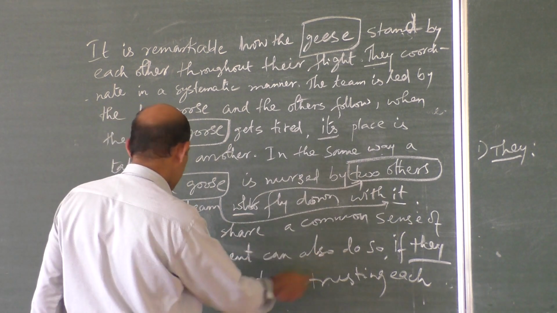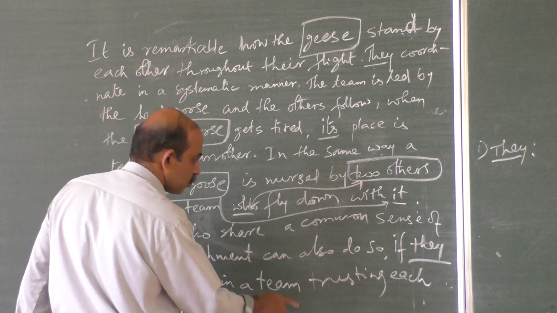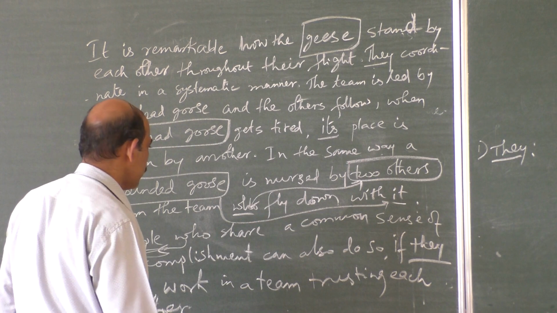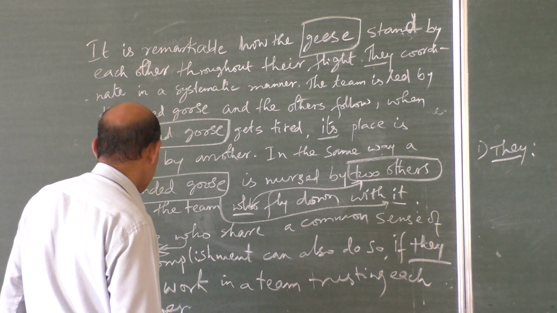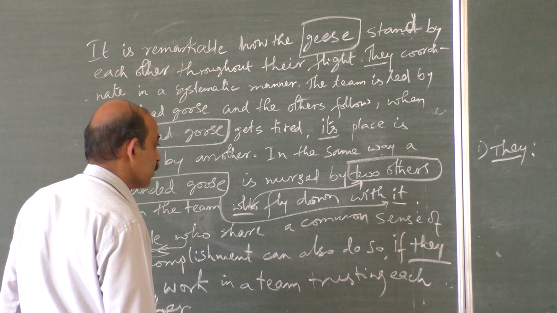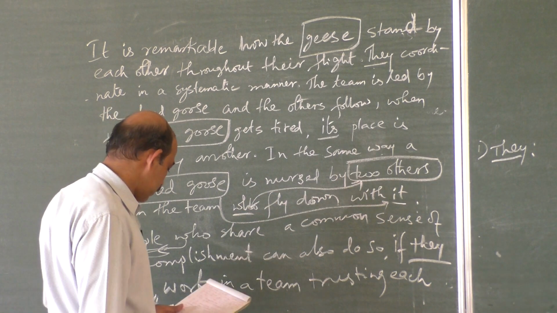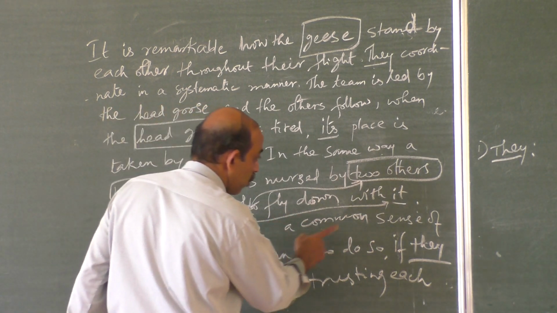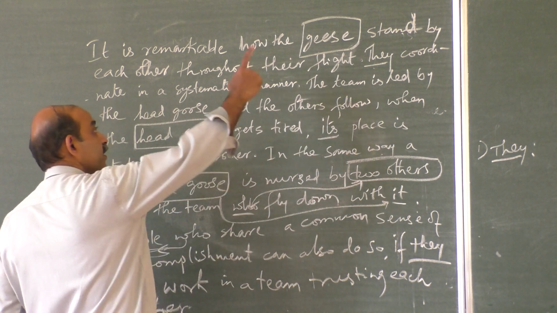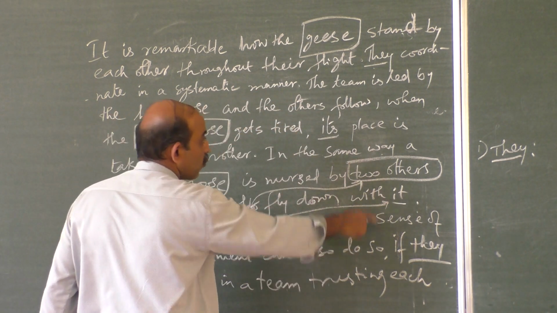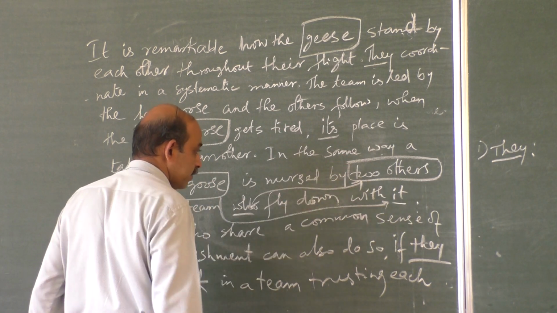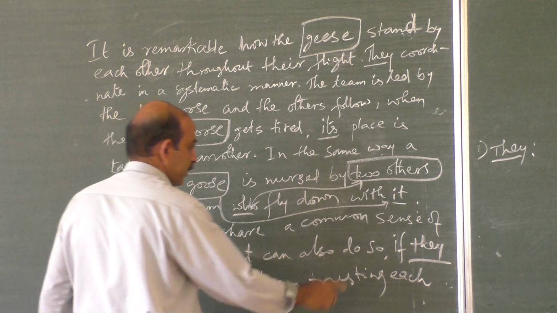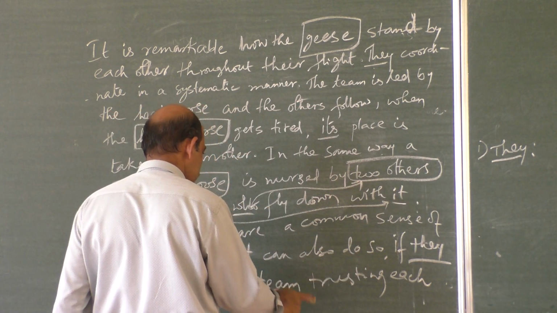Understand this. People who share a common sense of accomplishment can also do so if they too work in a team, trusting each other. What is meant by "they"? "They" refers to people. People who share a common sense of accomplishment, just like geese, can also do so. Do so what? Whatever is said in the second and the third line. Am I right? Yes. If they too work in a team, trusting each other.